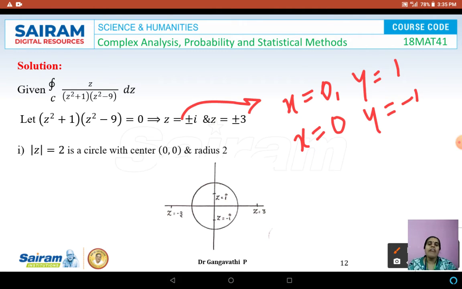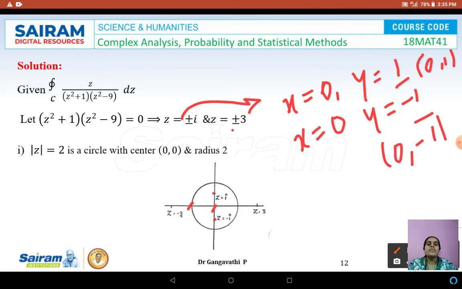So when we have z is equal to minus i, we get this. When we have z is equal to plus i, we get this. So (0, 1) is this point and (0, minus 1) is this point. You can check them against the given circle mod z is equal to 2. The distance from here to here is 2. So i and minus i lie inside the curve. That is what has been marked on the graph.